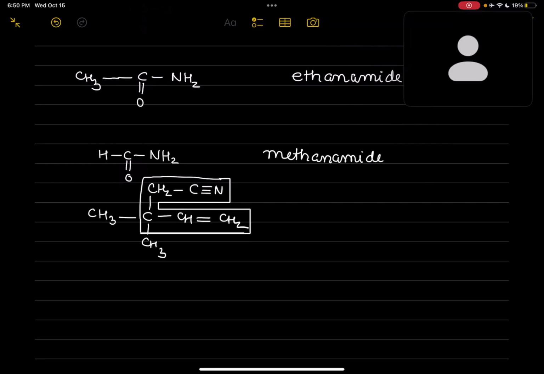So the word root is 5, pent. From where should we start the numbering? From the functional group carbon, because that should be given the lowest locant. Pent-4-ene. This is the primary suffix, and the secondary suffix is the functional group: 1-nitrile.